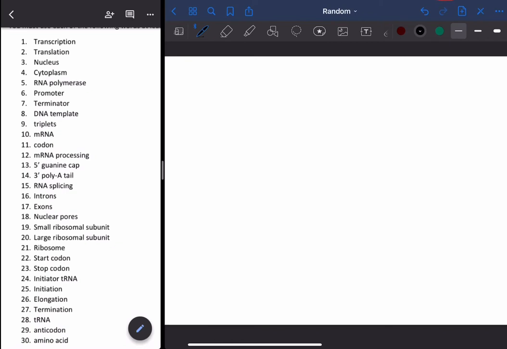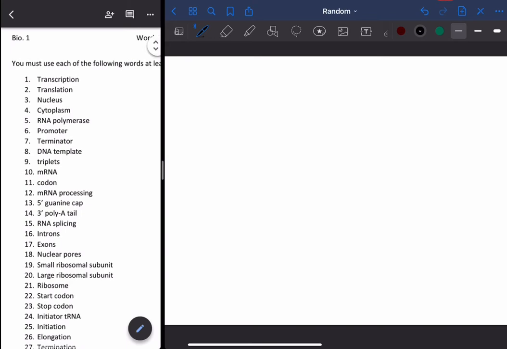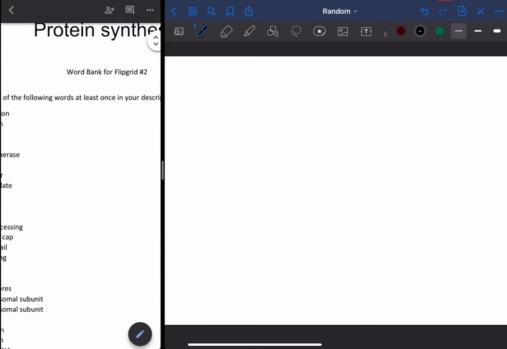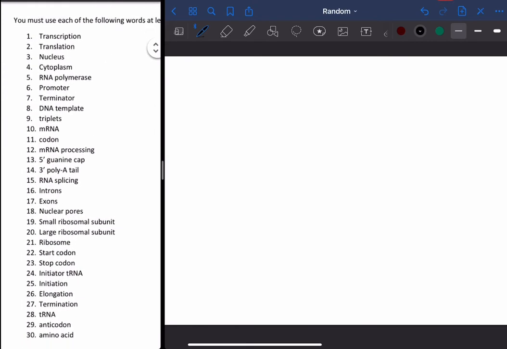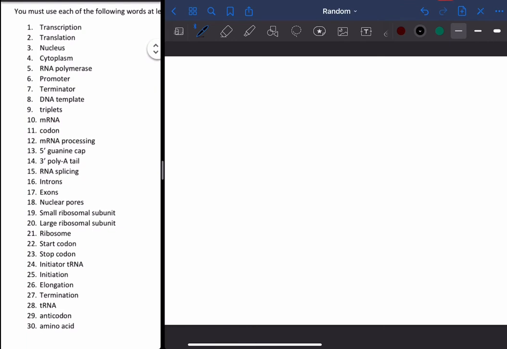My name is Amanda. I am going to be going over protein synthesis. I have a word bank on the side so that I don't forget any of the process and to make sure that I can go over anything as thoroughly as possible.